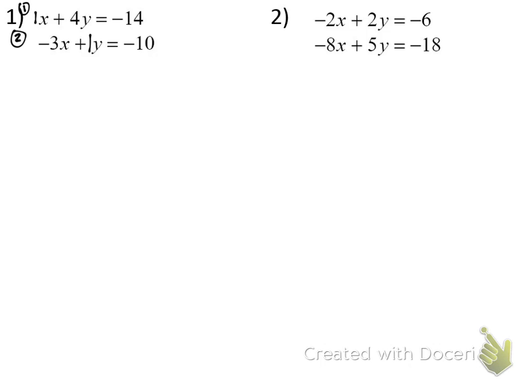But I'm still looking at my coefficients. I want to find the same numbers. The x here is 1. The x here is negative 3, right? Are the x's the same? No, so we can't do anything with that. Now let's look at the y's. This is a positive 4, and this is a positive 1. Uh-oh, are my y's the same? No, okay? So now I need to make a way so that my x's or y's are the same.